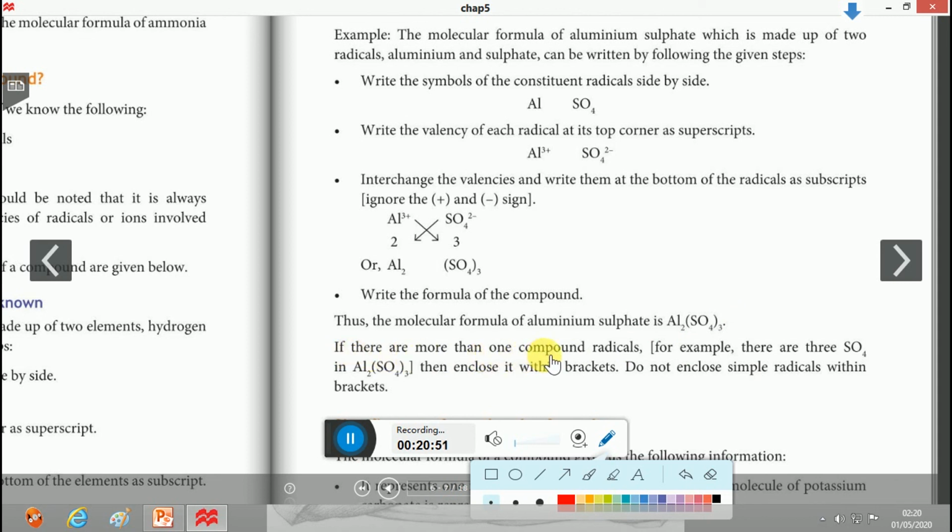If there are more than one compound radicals, this is the compound radical. Al plus 3 is a simple radical because it contains only one atom. But sulfate is a compound radical because it contains 5 atoms, 4 for oxygen, 1 for sulfur. If there is more than one compound radical, then the number should be enclosed within brackets. But do not enclose simple radicals within brackets.